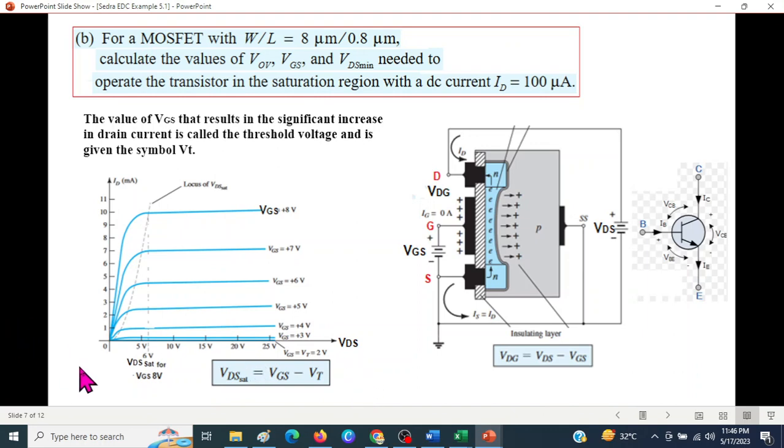Now let's come to the question. Okay, one more important point. VD saturation, this point here, is called overdrive voltage, or V overdrive, in Mr. Sedra's book. So this will be used interchangeably, VD saturation or VOV.